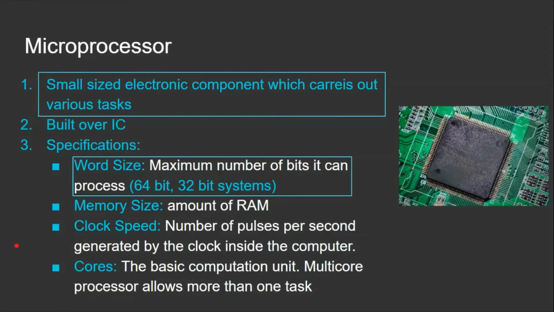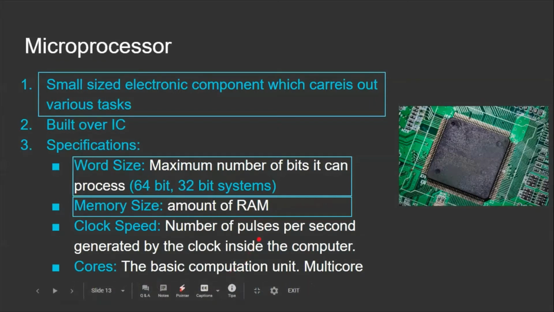Next, we have memory size. That's the amount of RAM that the microprocessor has. As we discussed earlier, you have 8 GB, 4 GB, 16, etc. And then we have clock speed. Clock speed is the number of pulses per second generated by the clock inside the computer. So basically the speed at which the computer runs.